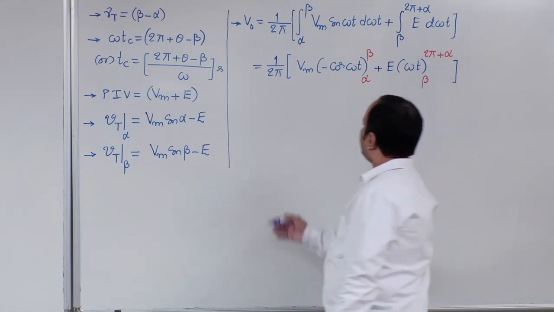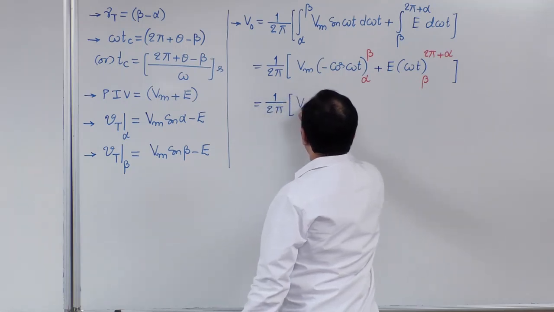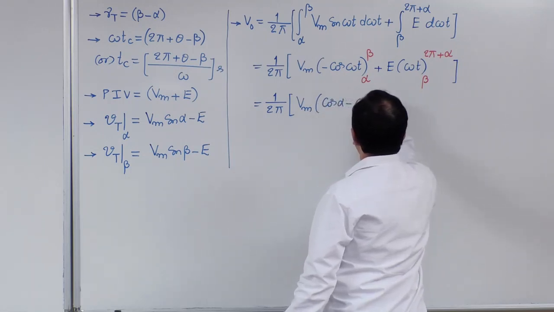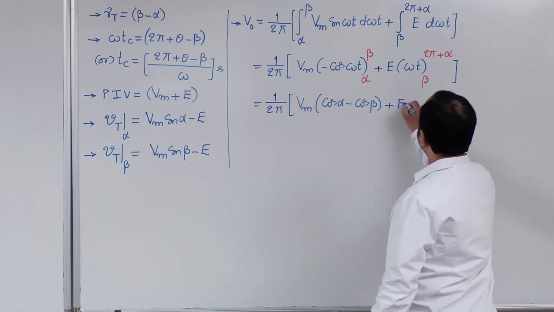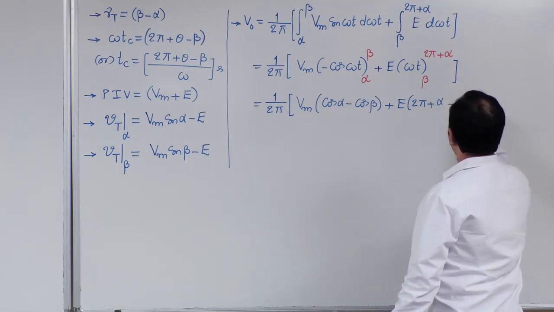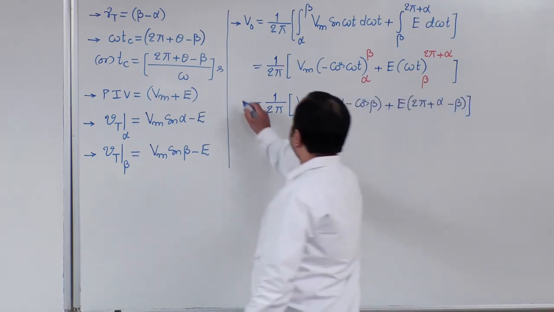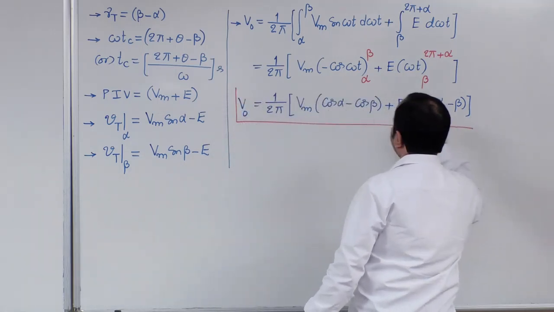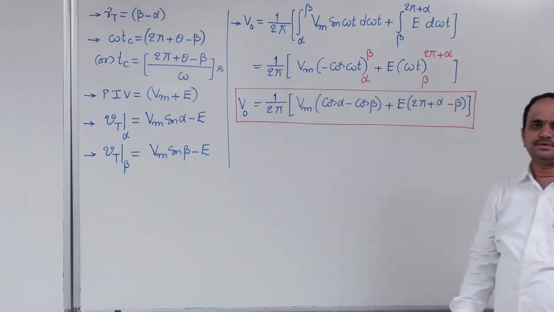Okay. Now what is the simplification here? 1 by 2 pi, Vm times upper limit minus lower limit, which gives cos alpha minus cos beta, plus E into (2 pi plus alpha, the upper limit, minus beta, the lower limit). So this is equal to the expression for average output voltage. This is the expression for V naught.